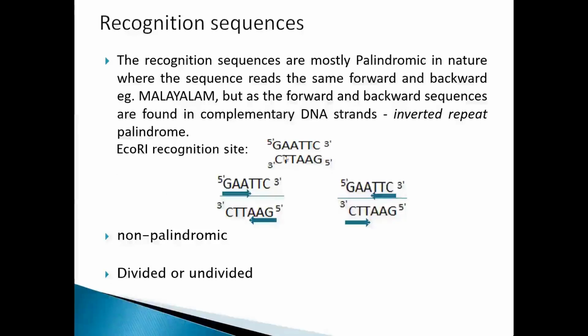You can see here, this is the recognition sequence of EcoRI. Here you can see the palindromic sequence is split in the forward strand and the reverse strand. The same over this region. Also, there are recognition sequences which are non-palindromic in nature, and a recognition sequence can be divided or undivided. About these two, we will be seeing in the coming slides.